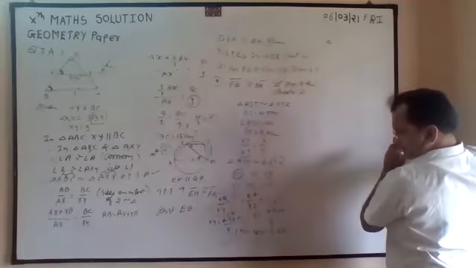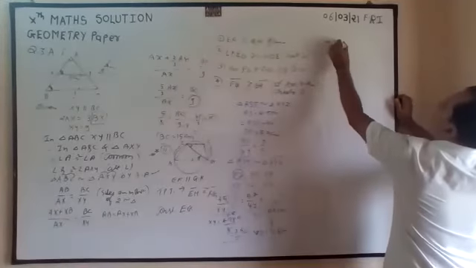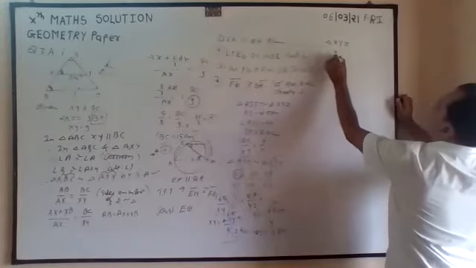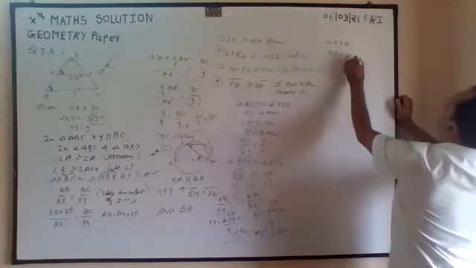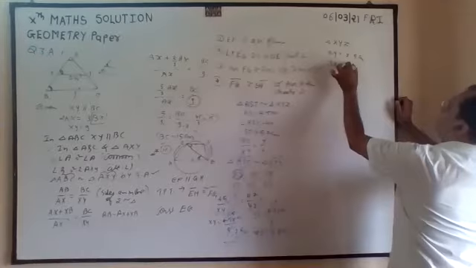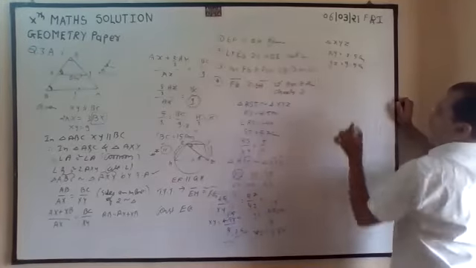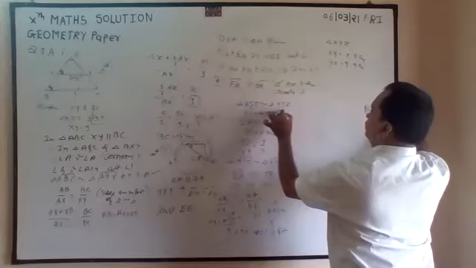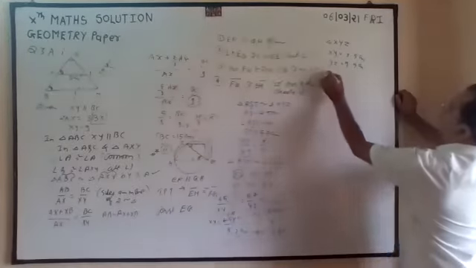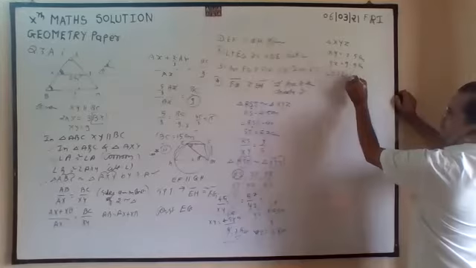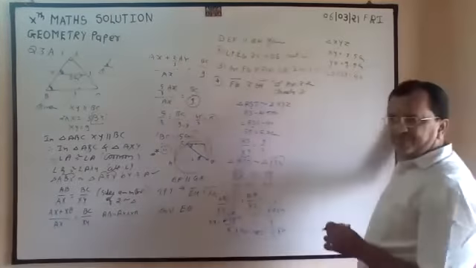Now, for triangle XYZ, what do we have? XY is 7.5 centimeters. YZ is 9.5 centimeters. The angle at Y is 40 degrees. So angle Y is equal to 40 degrees.